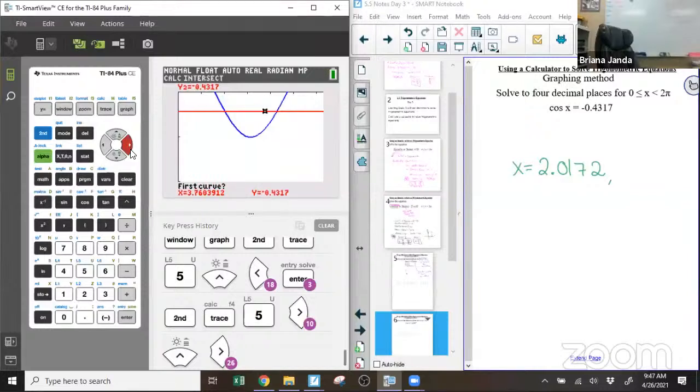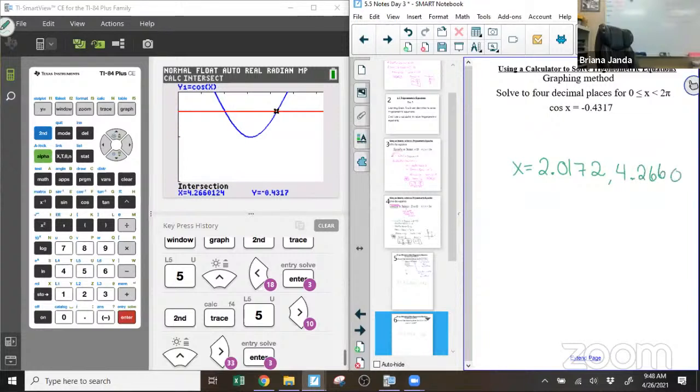Up and down moves you between the two equations. Right and left moves you right and left. Okay, enter, enter, enter once I get close to that point of intersection that I'm trying to find. So enter, enter, enter. And it tells me that it is at 4.2660, which you don't have to write the 0. Questions?